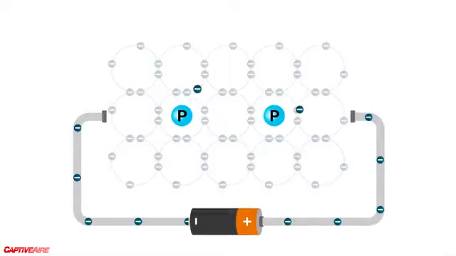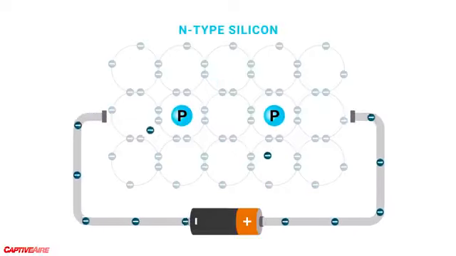Now, if we apply a charge to this phosphorus-doped silicon structure, the free electrons will be attracted to the positive side of the battery, making room for more free electrons to come from the battery, and we get current flow through the material. We refer to this specific material as N-type silicon.